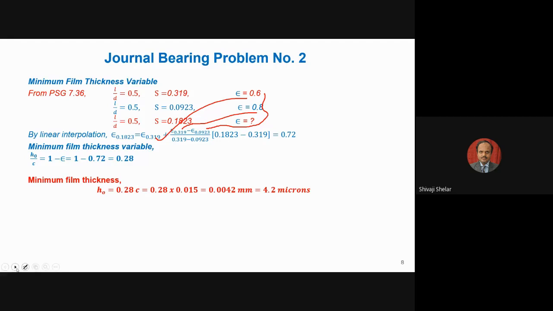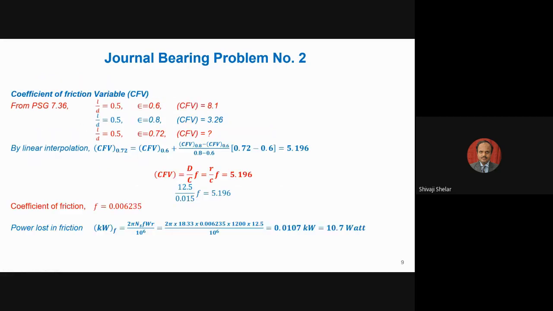Similarly, you can do the next calculation for the coefficient of friction variable here to determine the power loss in friction. We have L by D equal to 0.5. Epsilon values you have got here, so you can take again similar to the earlier. Epsilon is equal to 0.6. For this, we have CFE values 8.1 and 3.26.